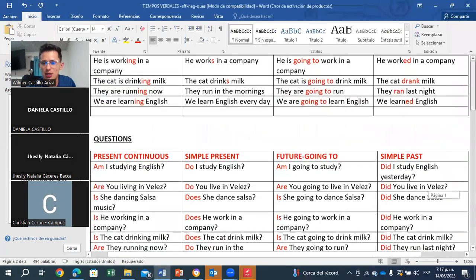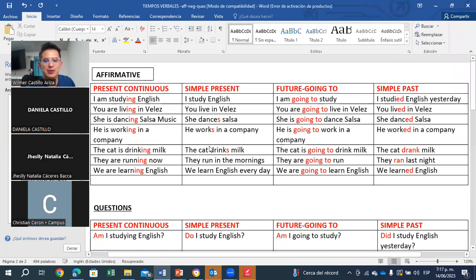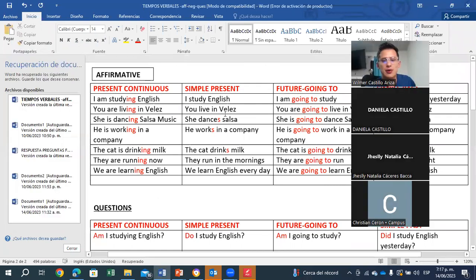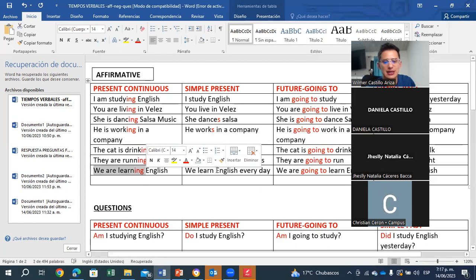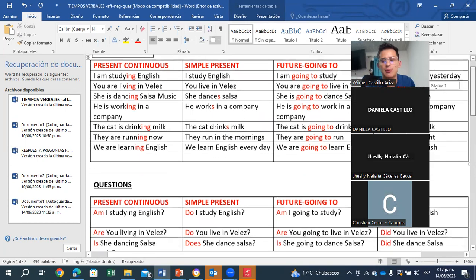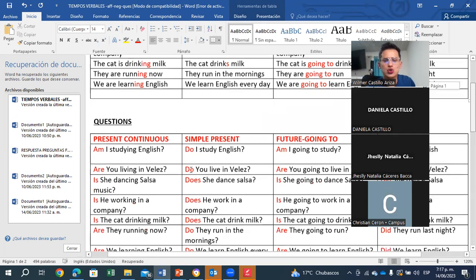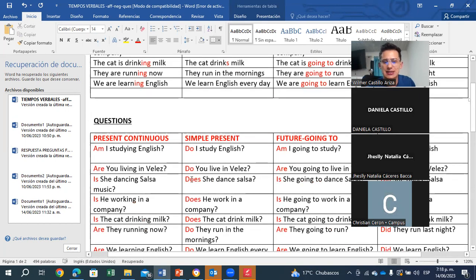I didn't like that one. So remember, this simple present. When we talk about third person, we add an s to the verb. Ella está bailando, present continuous. Ella baila, she dances. Ellos están corriendo, they're running. Ellos corren, they run. Nosotros estamos aprendiendo, we are learning. Nosotros aprendemos todos los días, we learn every day. That's simple, right? Now, when we talk about the questions, we use do or does to explain that, yeah?